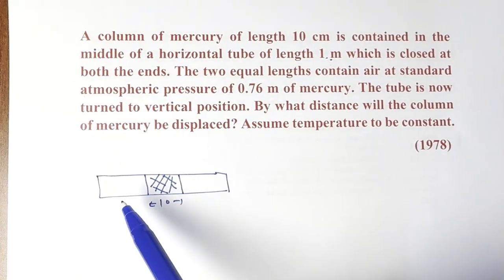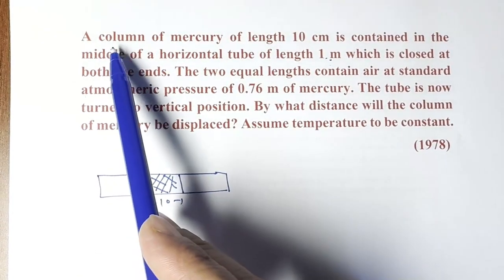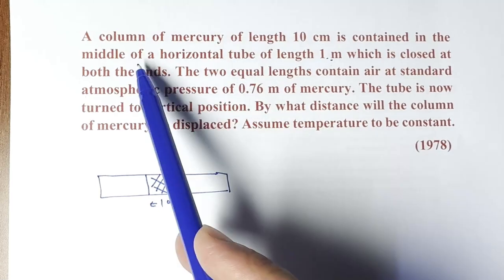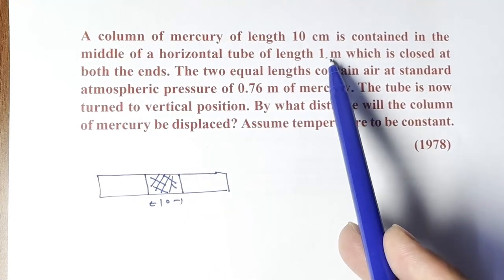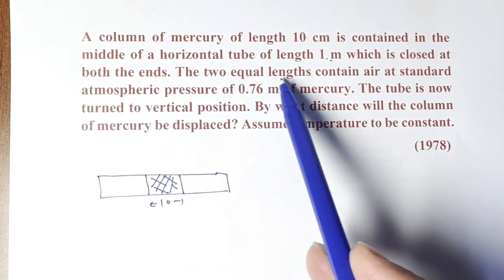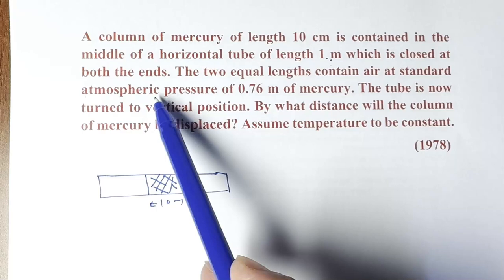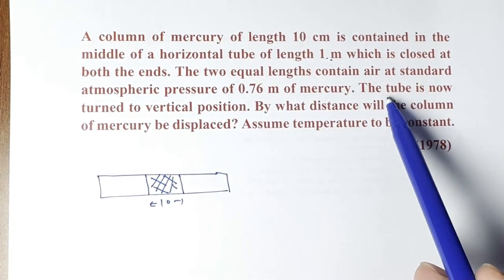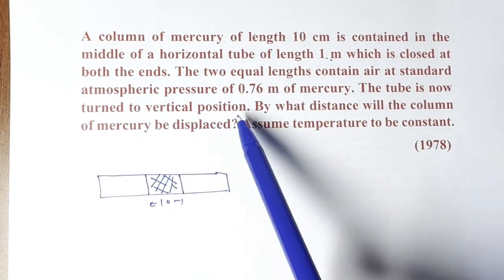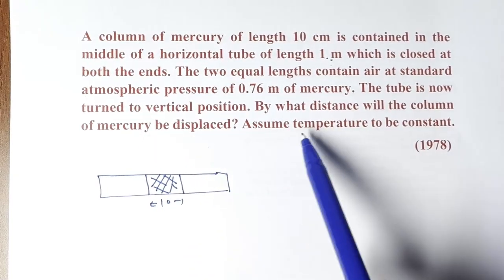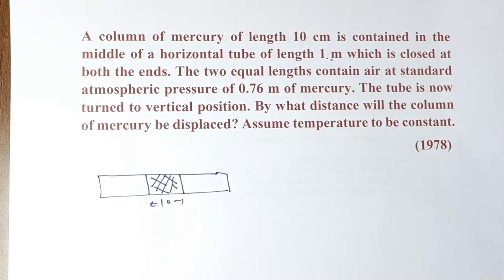Hello friends, today's question: a coil of mercury of length 10 cm is contained in the middle of a horizontal tube of length 1 meter which is closed at both ends. The two equal lengths contain air at standard atmospheric pressure of 0.76 meter of mercury. The tube is now turned to vertical position. By what distance will the column of mercury be displaced? Assume temperature to be constant.